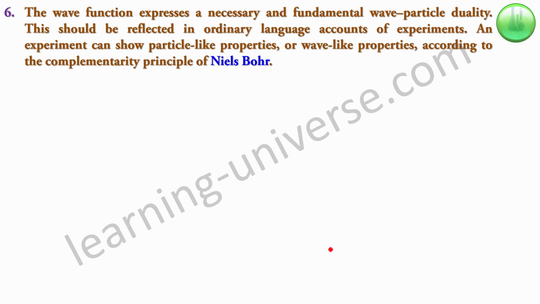So if you do an interference experiment, it will behave like a wave. If you do something like the photoelectric effect, it will behave like a particle. So it will only do one thing at a time. Duality cannot be observed in a single experiment.